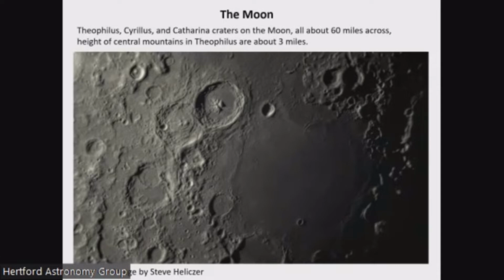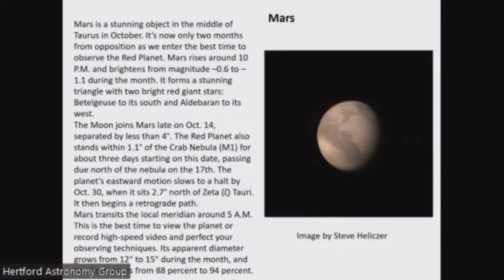So the moon, quite easy to find. If you can't find the moon, you can't find anything. So Mars always appears slightly orangey coloured. It's not as bright as Saturn and Jupiter. But there's another image Steve's taken. So Steve's been very busy taking pictures of the planets the last couple of weeks.